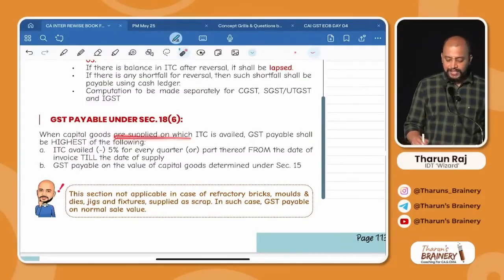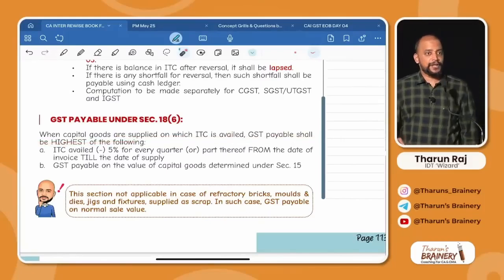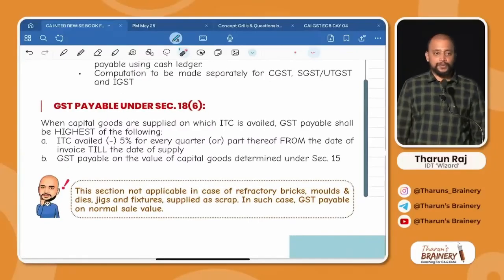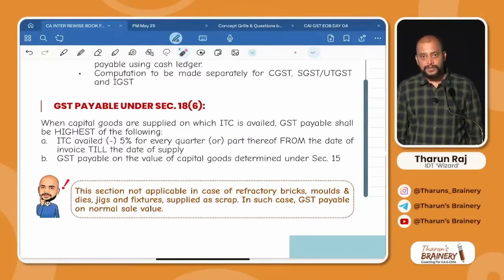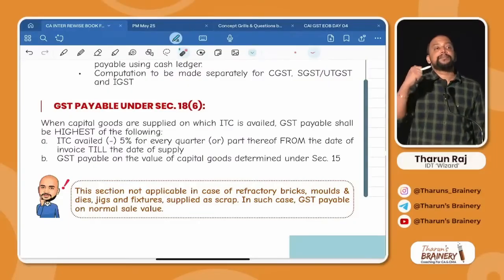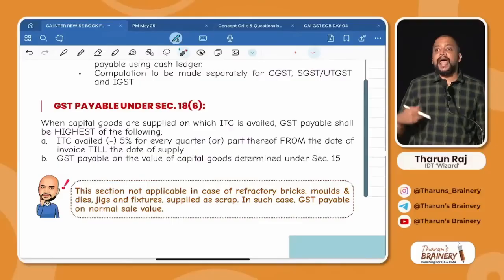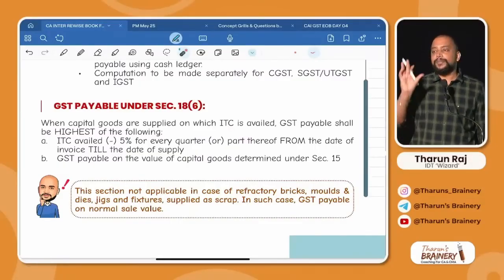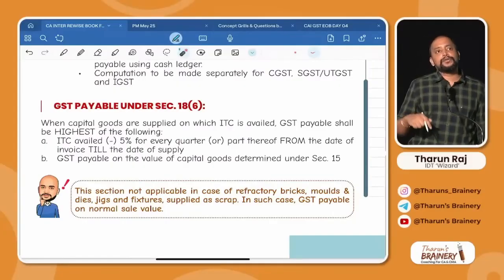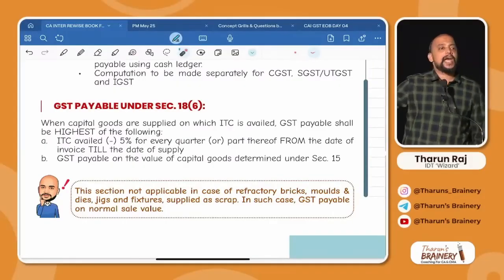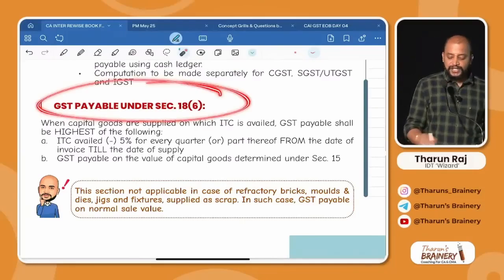When capital goods are supplied on which ITC is availed, GST payable shall be the highest of the following. So listen, when 18.6 will be coming, you are purchasing some capital goods. On purchase of capital goods, you have availed the ITC. What are capital goods? Those goods which are capitalized in the books of a person are known as capital goods. On those capital goods, GST paid is availed as ITC. Now those capital goods are sold. When the capital goods are sold, then 18 subsection 6 will be applicable.